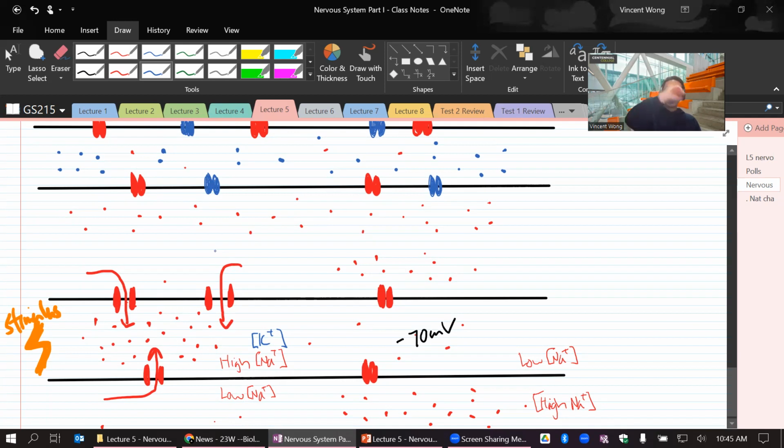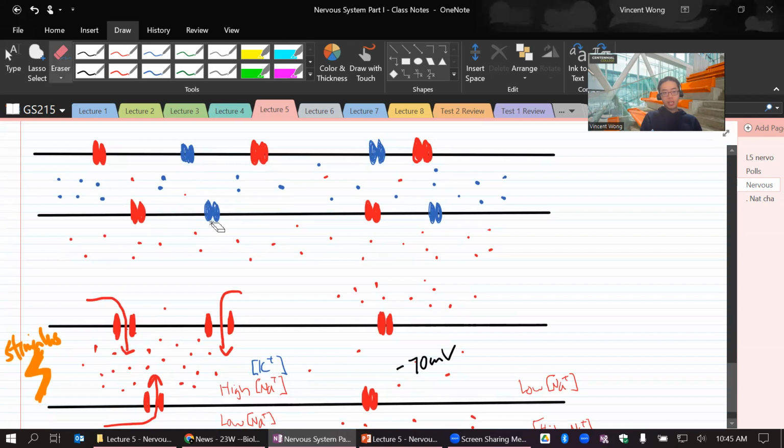Okay, interesting. Ignore the sodium for now. Just focus on the blue dots. Do we have more blue dots on the inside or outside after the sodium channel opens? Unchanged. It's unchanged. That's right. Because the potassium, as much as they want to leave, with all the sodium coming in, they really want to leave, right? They can't. How come they cannot leave?